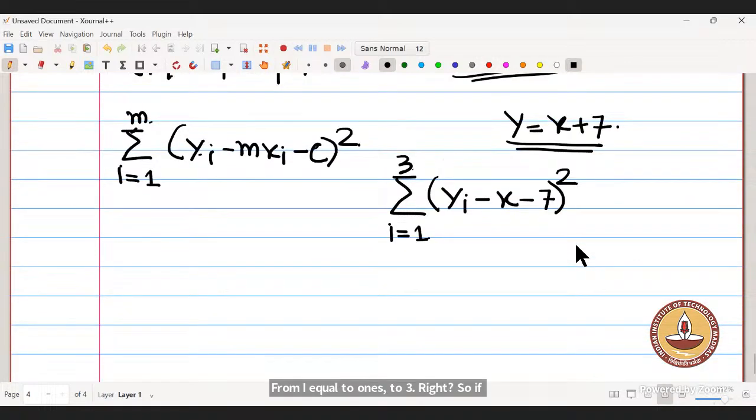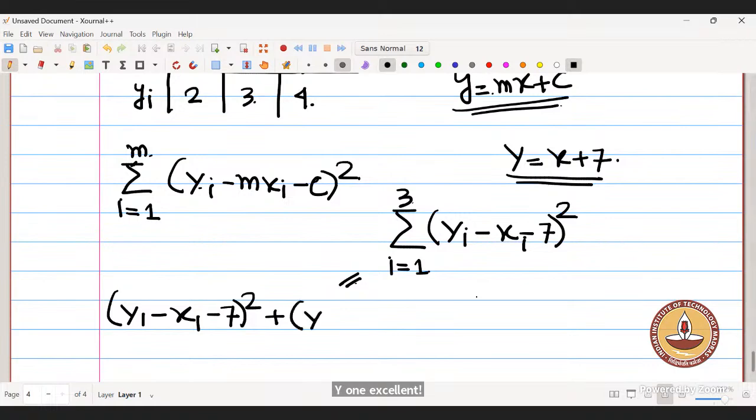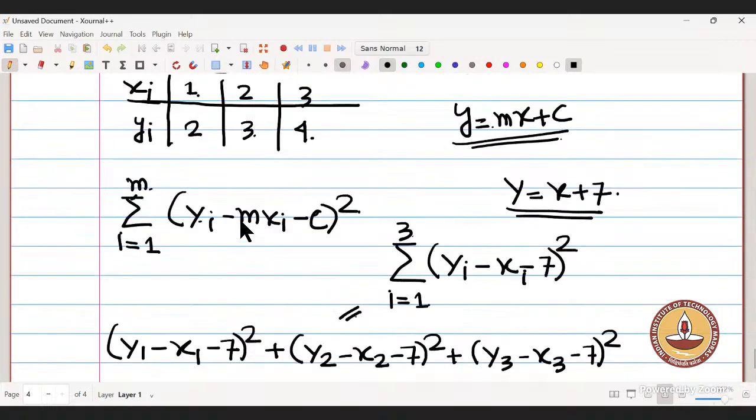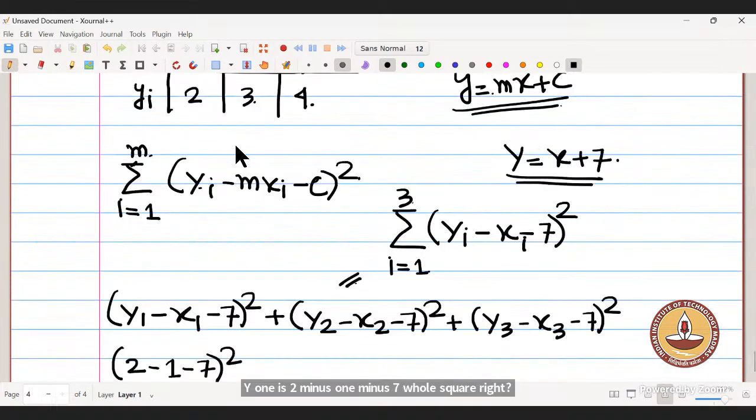So if I expand this, oh, this is xi. So first, I should get y1 minus x1 minus 7 whole square, plus y2 minus x2 minus 7 whole square, plus y3 minus x3 minus 7 whole square, right? So what is y1? y1 is 2, right? y1 is 2 minus 1 minus 7 whole square, right? Because my x1 is 1.